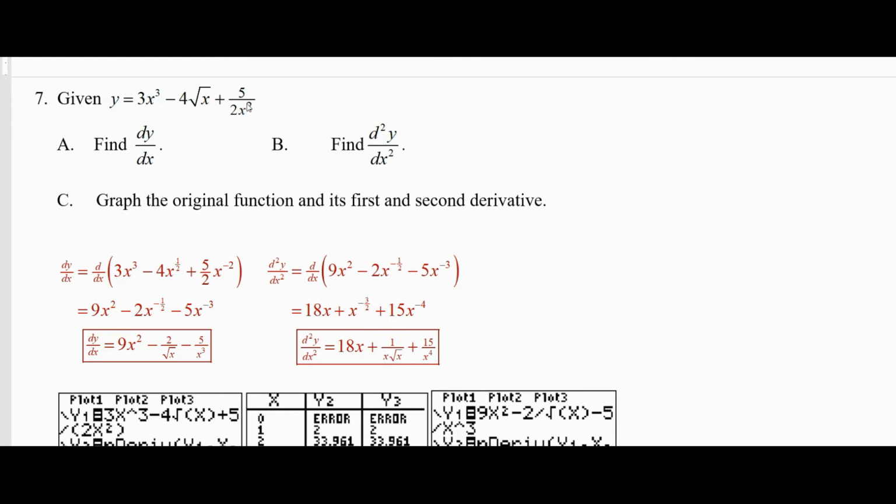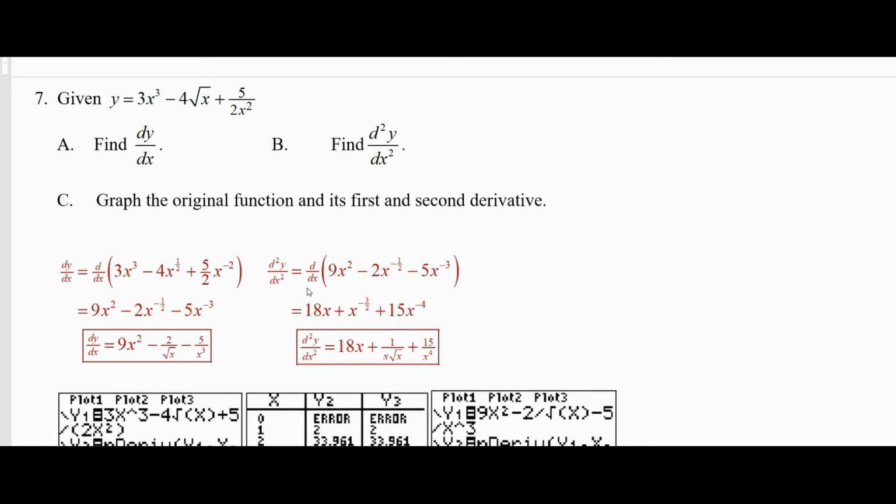except that the original was given in this form. So let's change it back to the similar form. 9x squared is fine, but I'm going to write this as negative 2 over x to the 1/2. x to the 1/2 is the square root of x. So this is negative 2 over square root of x. And this is negative 5 over x cubed. But I'm going to use the middle version to take the next derivative.